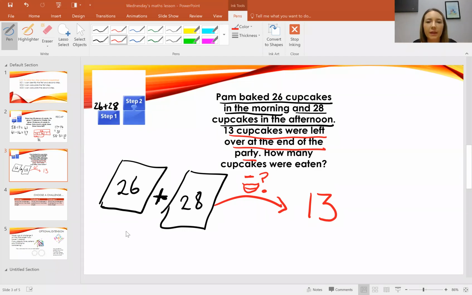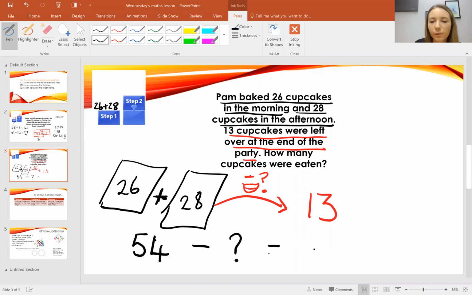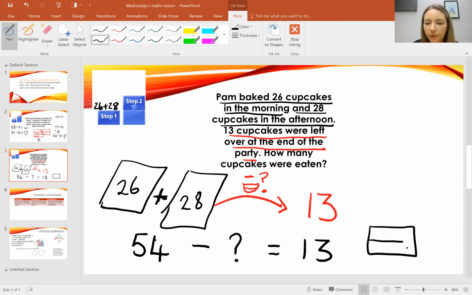So it might be helpful at this point to find out 26 add 28 first of all, so that we can do our missing number problem. So let's solve the first step first. 26 add 28 is 54. So 54 cupcakes were made. Take away something equals 13. So we've got our missing number problem there, so we can pop that into our bar model to find out what we've got to do.